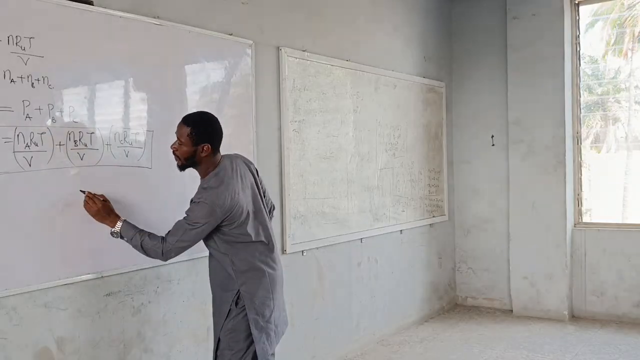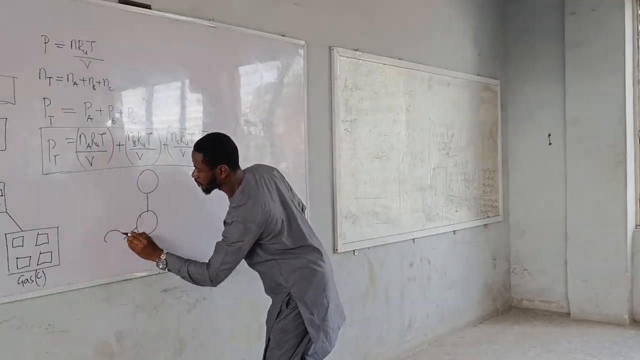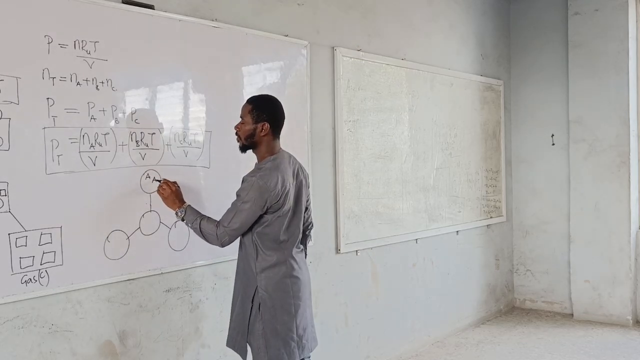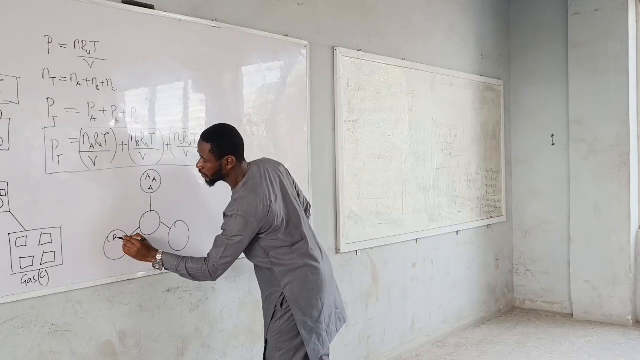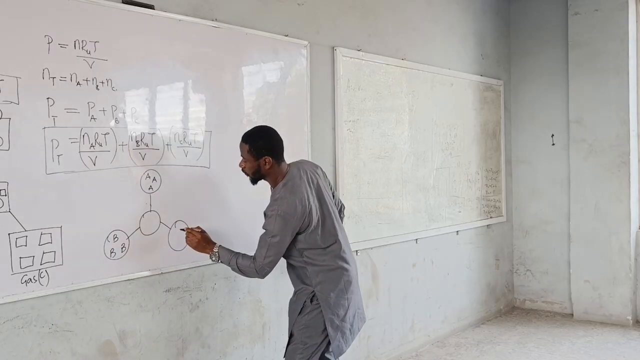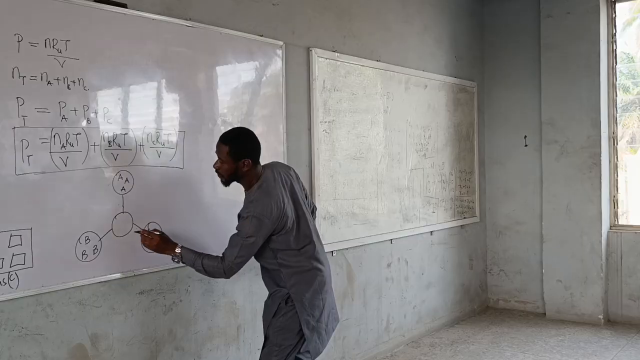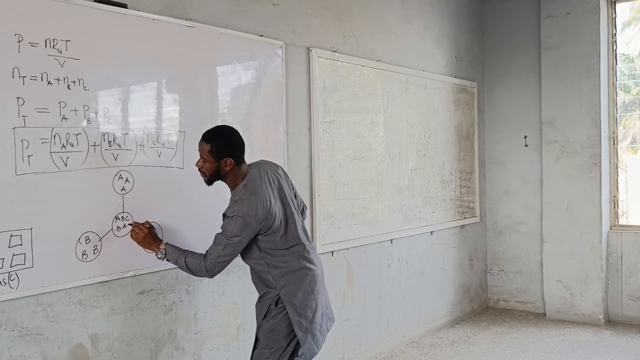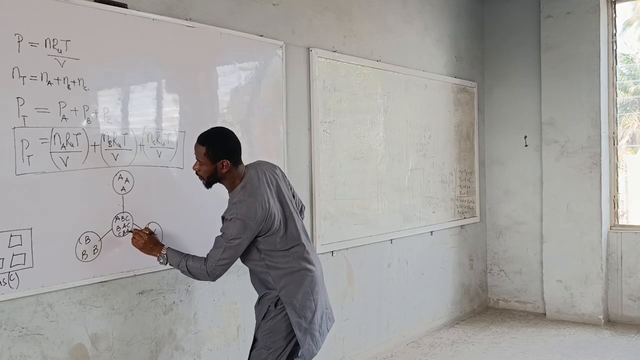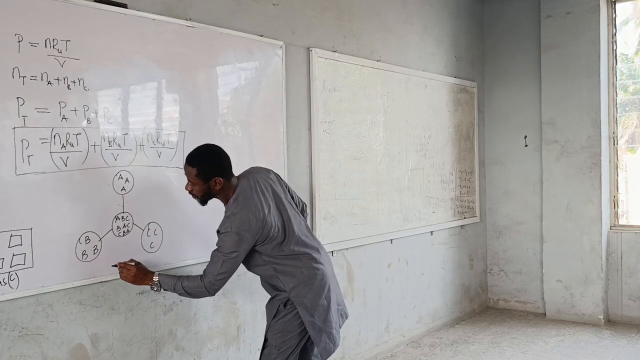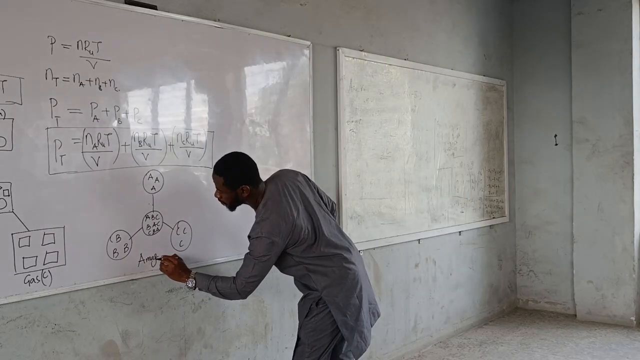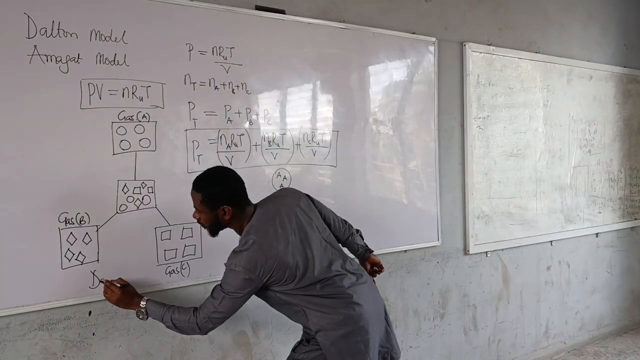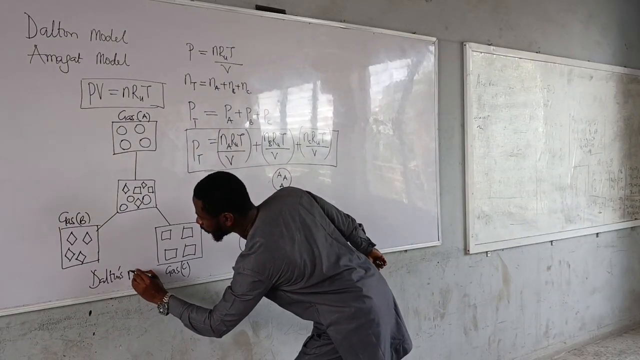We follow the same procedure. We have A, we have B, we have C. So we have A, B, C. So this is for Amagat's model, and this one is for Dalton's model.